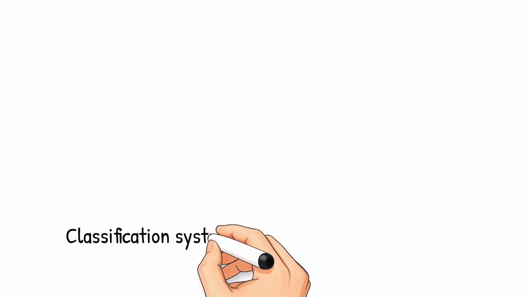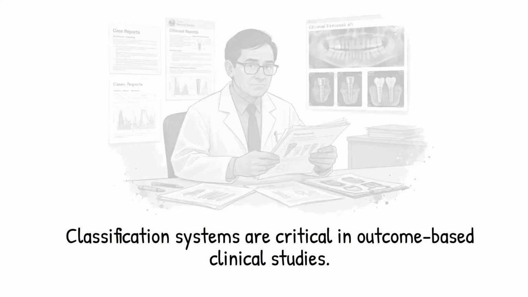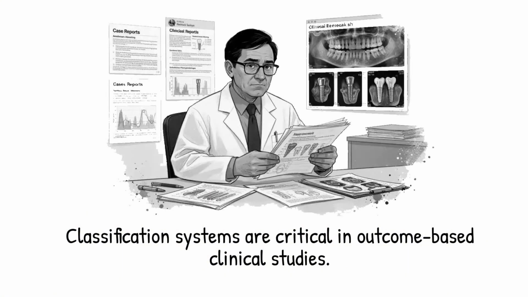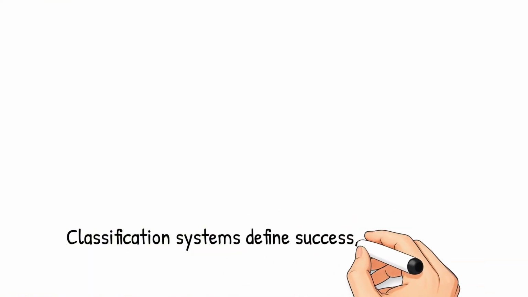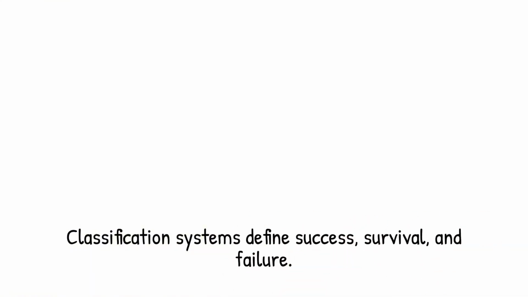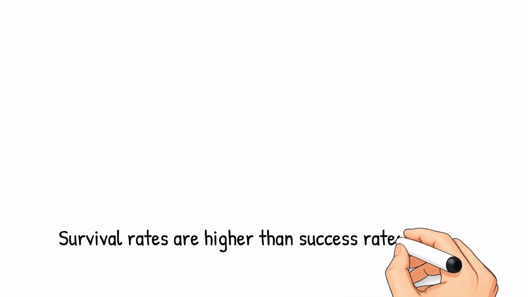The 5th thing you look for is the classification system. Not every study uses one, but in studies that follow clinical outcomes over time, implant studies, periodontal studies, surgical outcomes, classification systems are critical. They define what counts as success, what counts as survival, and what counts as failure. And these are not the same thing. This distinction matters because the number most often quoted in headlines, textbooks, and marketing materials is the survival rate, not the success rate. And survival rates are almost always higher.